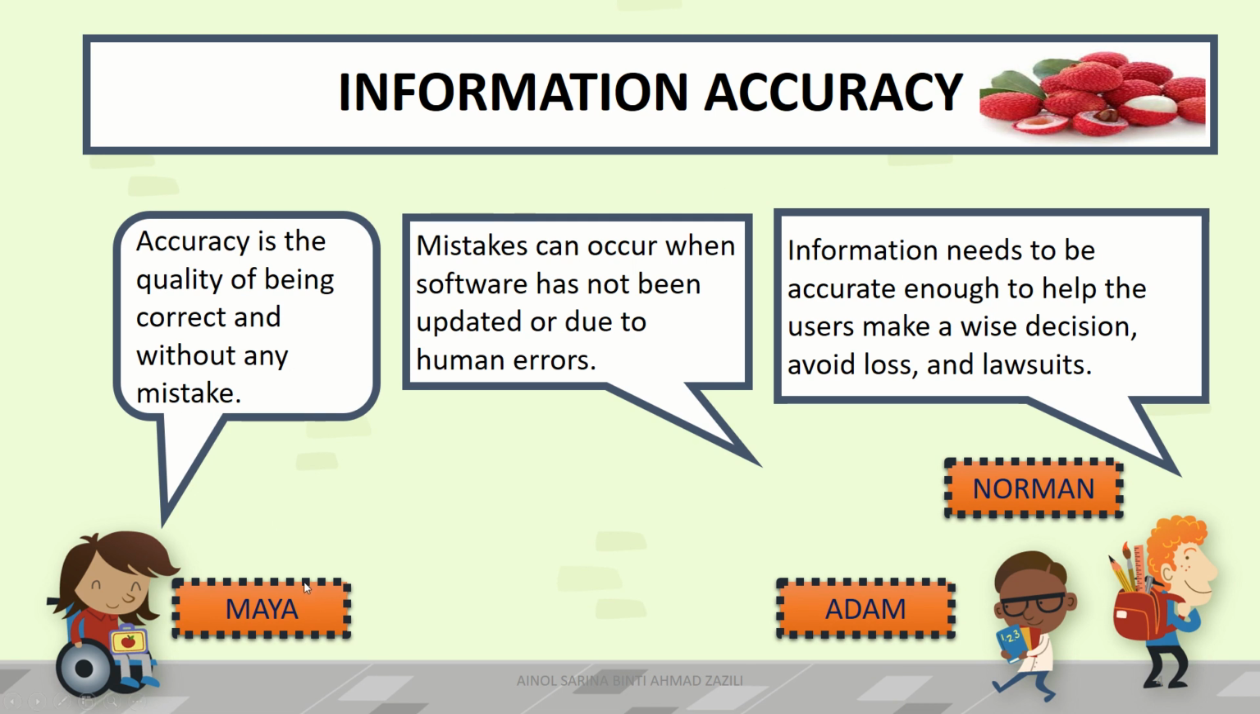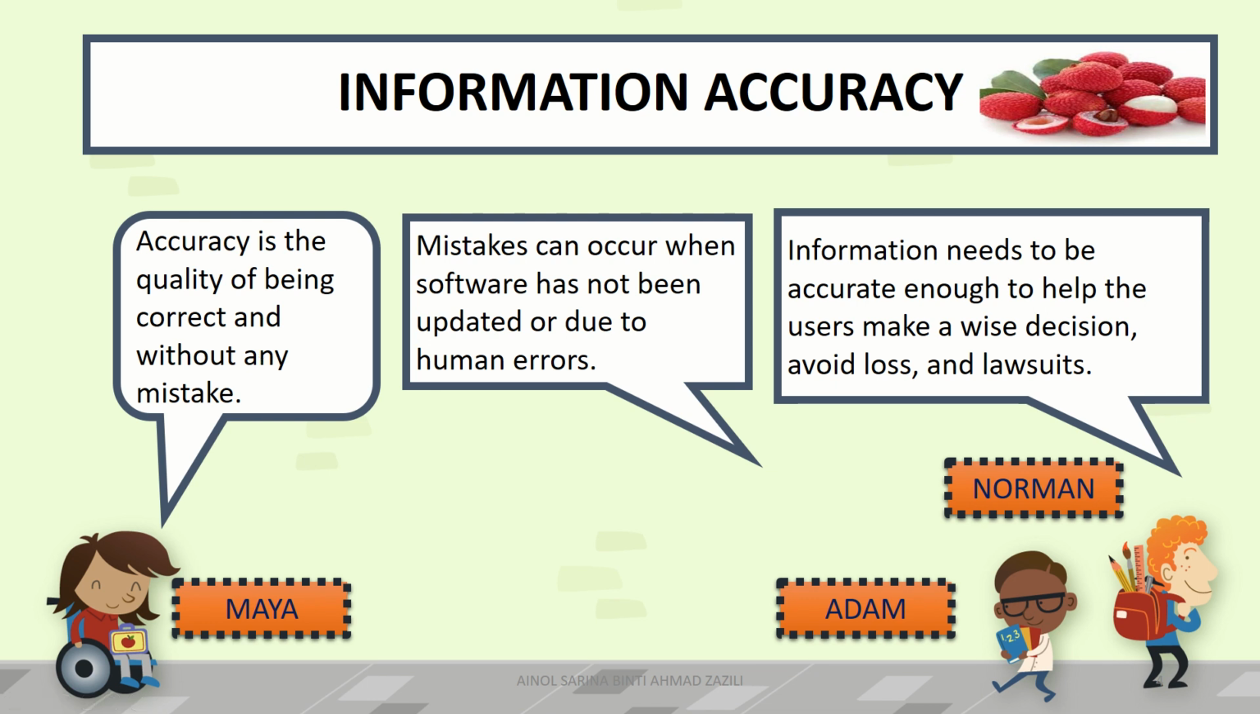Next, Maya, Adam, and Norman explain on how technology relate to information accuracy. Technology in communications make possible for dissemination of information anywhere around the world. Regrettably, technology does not guarantee the accuracy of information.